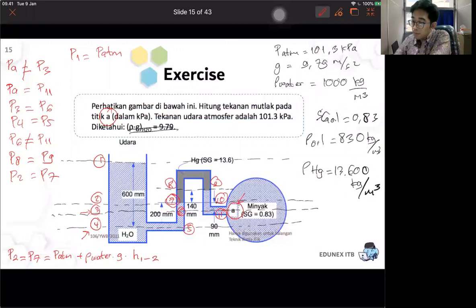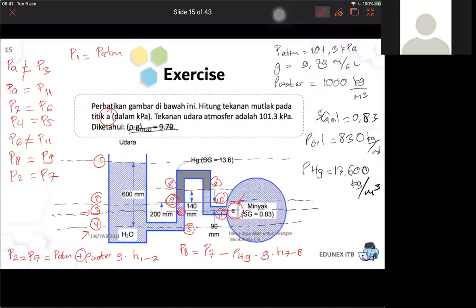After that, you calculate the pressure at point 8. How much is the value of the pressure at point 8? It's equal to the pressure at point 7 minus or plus, because you go downward from 1 to 2, so you put plus. But this one, 8 is above 7, so this one is minus, times g times h from 7 to 8. How much is the value? 140 millimeters, sir.